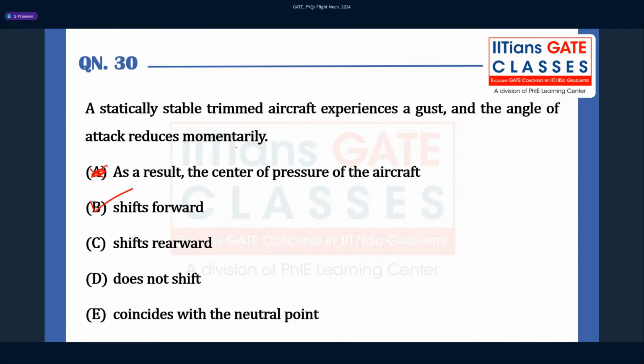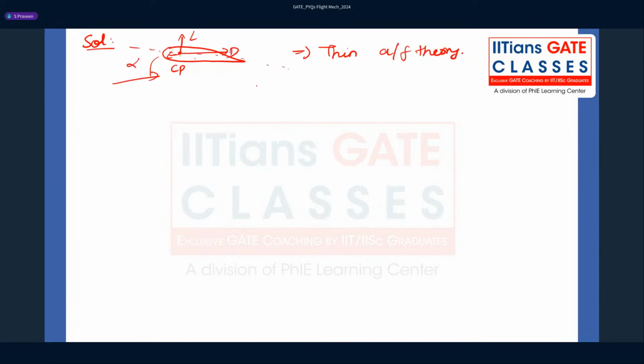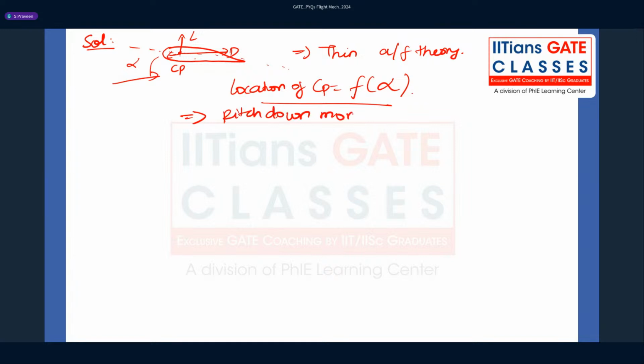The location of CP is a function of the angle of attack. Let's write that down. This is what you have to remember. If your CP moves forward, that will generate a pitch down moment, because your angle of attack decreases. Again, these are pretty simple. The pitch down moment then leads to a decrease in altitude. So it's in sequence. Hope you understand this.